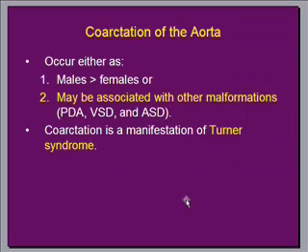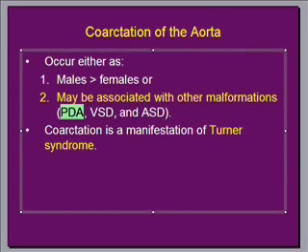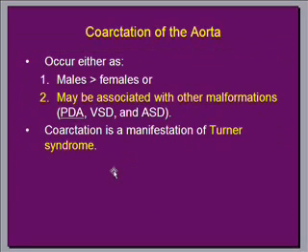Now we are going to discuss this congenital disease of the aorta, which is known as coarctation. It is more common in males, and most of the time coarctation of the aorta is associated with other abnormalities, that is PDA, VSD and ASD. The most common association is with the patent ductus arteriosus. Once again, Turner syndrome is often associated with coarctation of the aorta. So what is the karyotype of Turner syndrome? You know, it is 45XO.